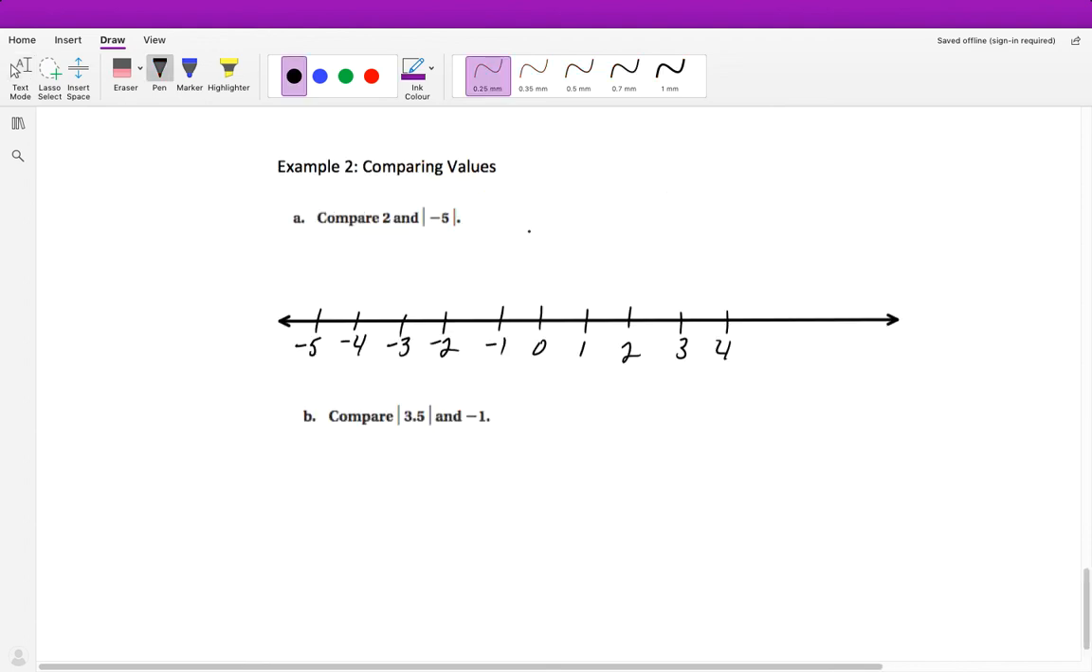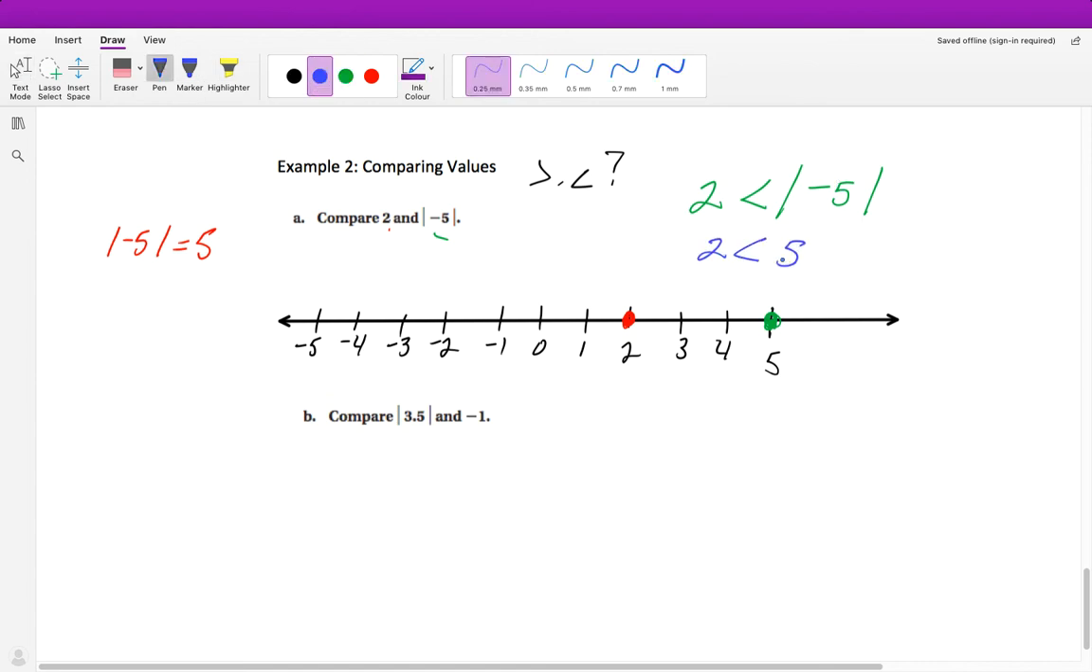All right, now we're comparing them. So that means we're going to be saying, is it greater than or is it less than? And you can do this by plotting our points. So I'm going to plot 2 in the red. So 2 is going to be plotted here. And then it says the absolute value of -5. Well, I know that the absolute value of -5 is actually equal to +5. So then that point I'll plot in green will be here. So which one is greater? Well, 5 is greater than 2, so that means 2 is less than the absolute value of -5, because although we see a negative number there, this -5 is actually representing 5, and 2 is less than 5.